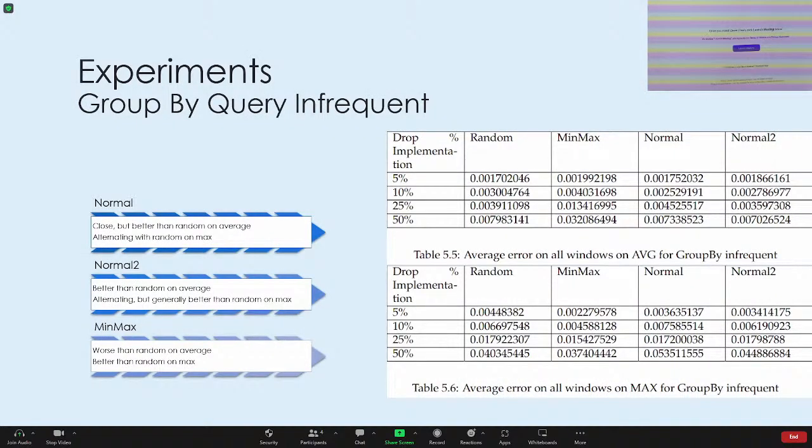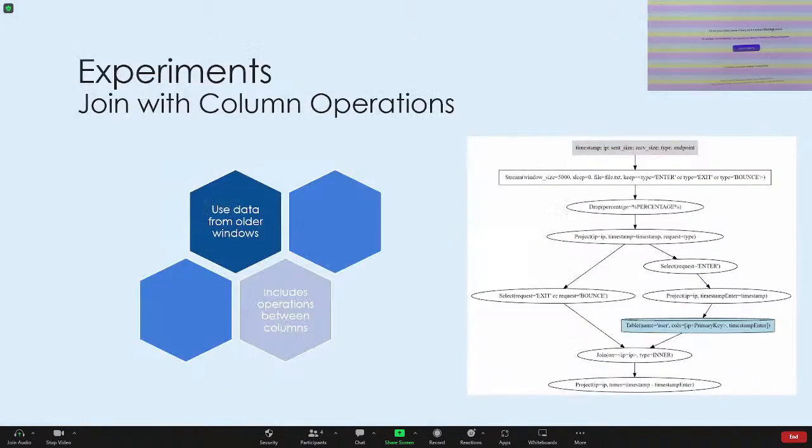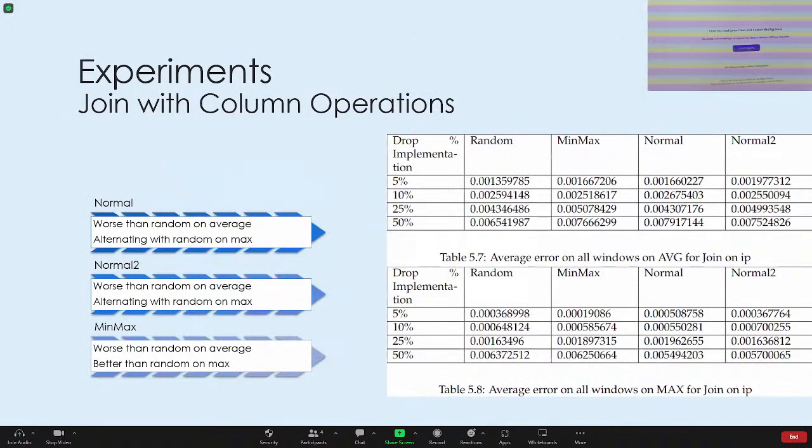And for infrequent data, we can see the same trend, with min-max not having that much of an improvement when computing maximal data. That's because there's not so much data in order to get that accuracy. And also join with column operation. This is done in order to use data from older windows, so to have something that's not from the current window. And also the operations are something extra. This generally does worse than random, or alternates between random and our implementations, with min-max again doing better when computing maximals.